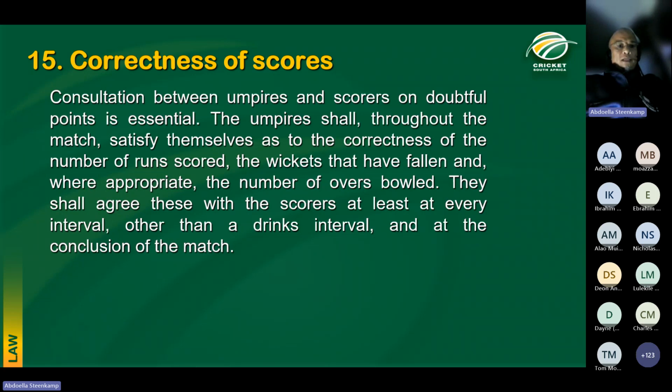When it comes to the correctness of the score, it's important for the umpires that throughout the game they make sure that the scores are correct. So what we usually do is at every interval except the drinks interval and after the day's play, we confirm that the scorers are happy with the score. Let's say play starts at 10 o'clock, lunch is at 12 o'clock. Before we go to lunch, go to the scorers and ask, are you happy? Do your books balance? If they say they're happy, then you can go and enjoy lunch. Similarly, at the end of the day, just pop in at the scorers and ask, you're happy, scores are balancing? If they say yes, you're good to go. If no, they need to find where the problem is.